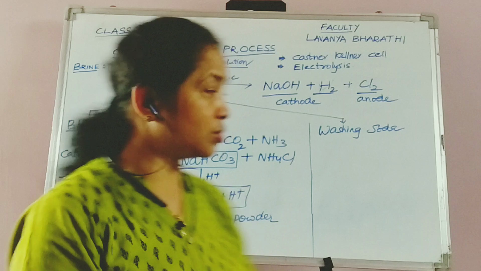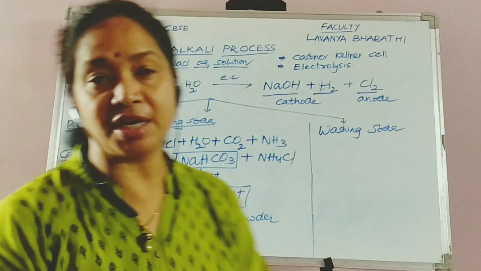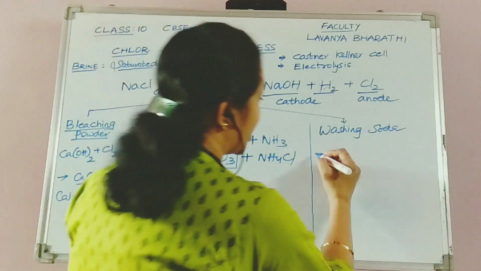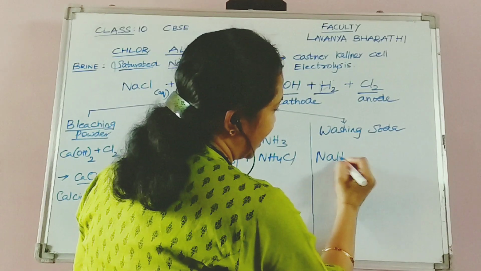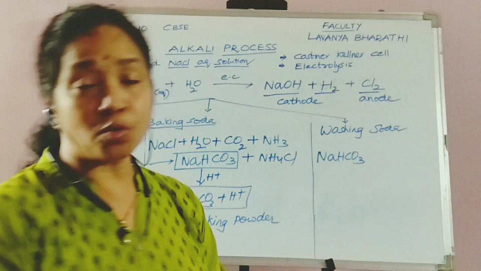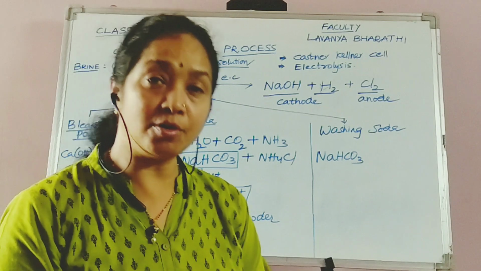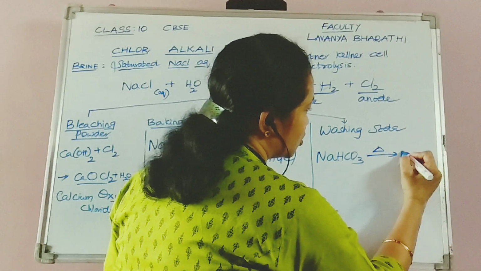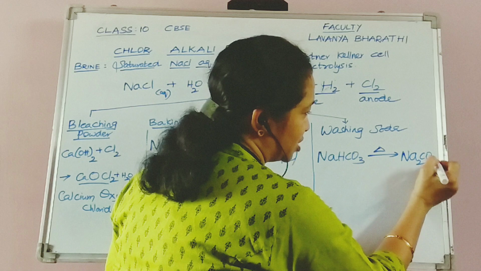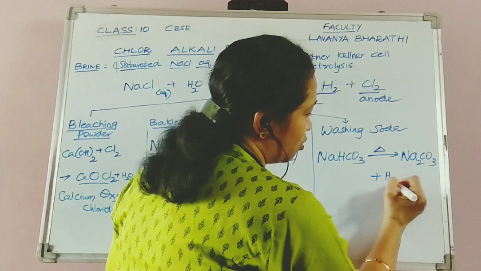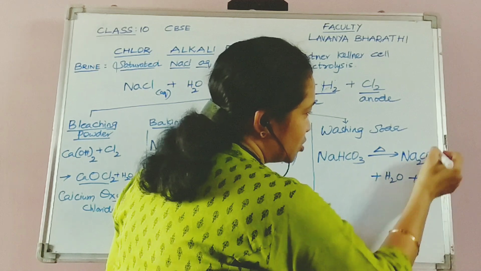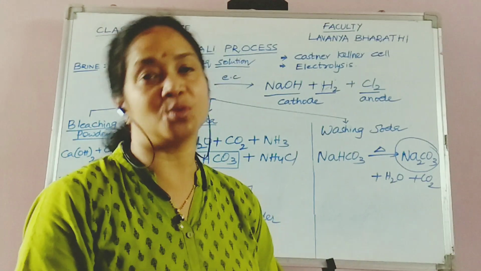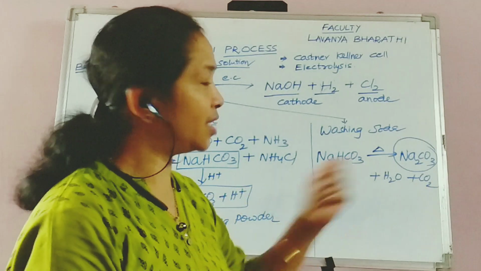When this NaHCO3 is heated, it is thermolytically decomposed. When this sodium bicarbonate or sodium hydrogen carbonate is heated, then you obtain sodium carbonate, Na2CO3, plus H2O plus CO2. So this is the important compound which we are talking about, that is washing soda. Washing soda is sodium carbonate.